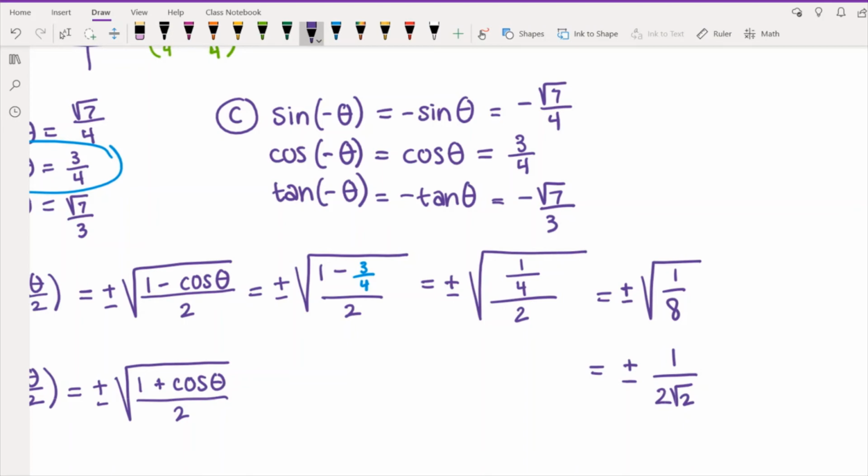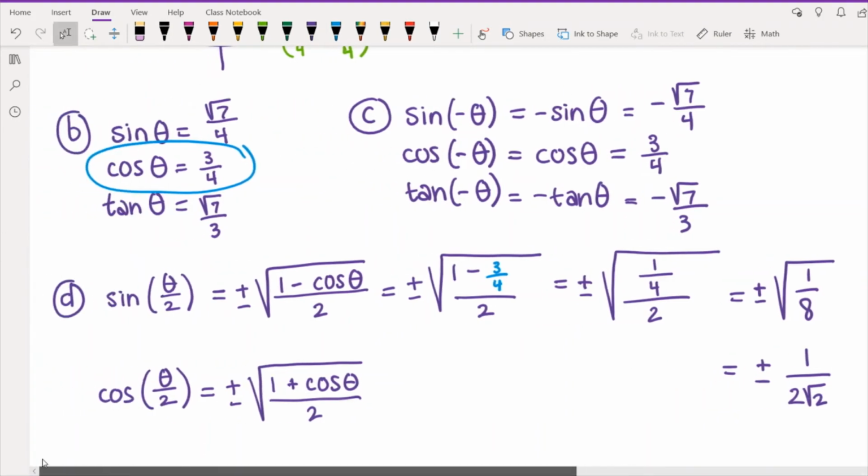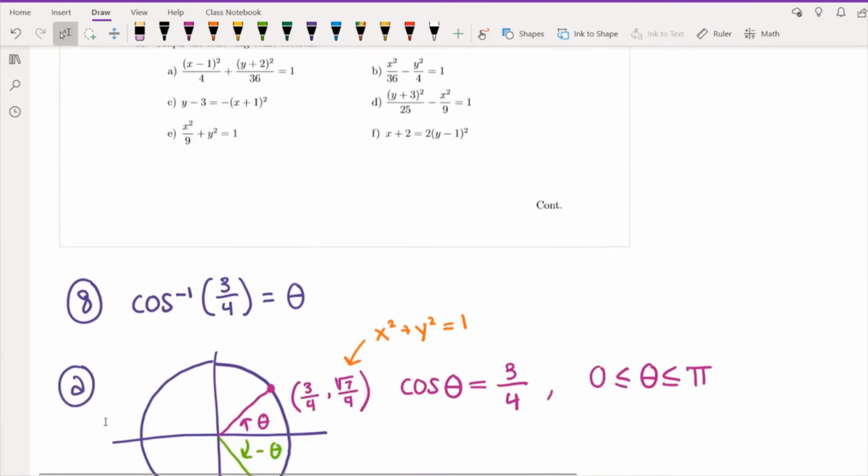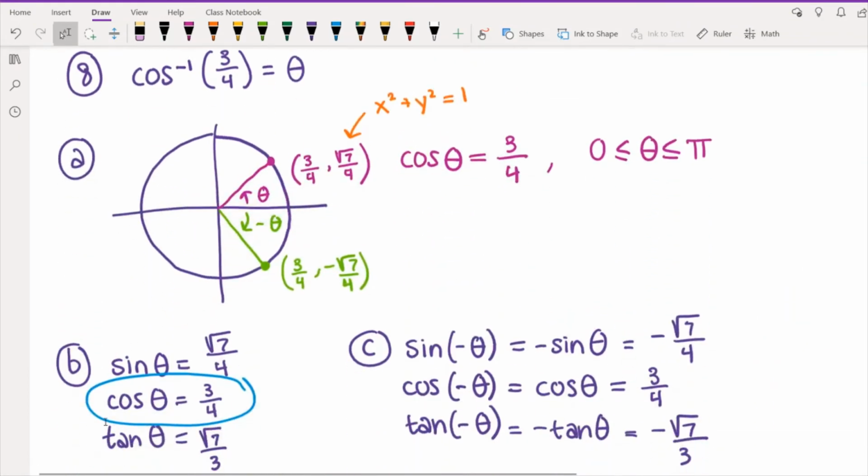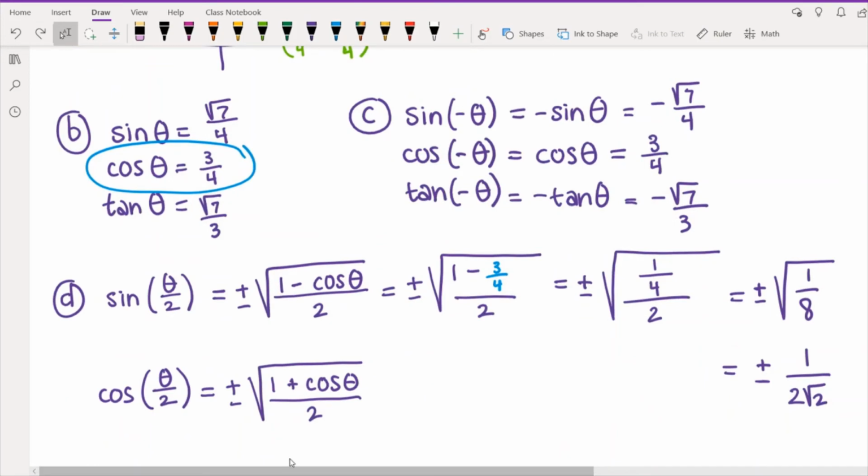So is it plus or minus? Well, in order to answer this, what we need to do is look at our picture and look at, is sine of theta over 2 positive or negative? So theta is the angle in magenta, so theta over 2 would be like here, right? So the y coordinate would still be positive, the x coordinate would still be positive. So that means that sine and cosine of theta over 2 should both be positive. And so that tells us that we can take the positive.